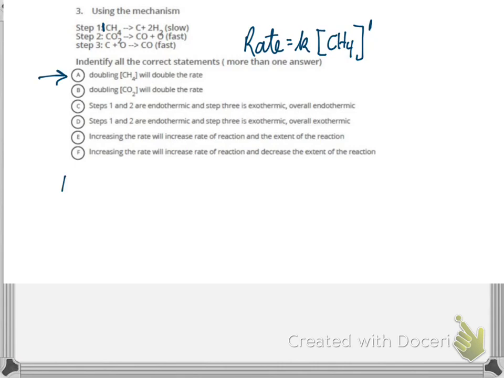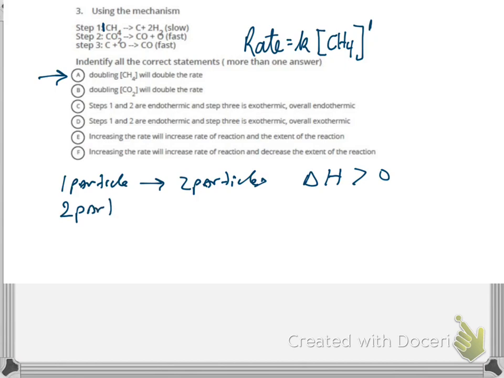Let's take a look. That means that A is correct because we would double the CH4, it's first order, and we would double the rate. To identify the endothermic and exothermic, we're going to take a pretty standard approach that we did during exam 1, which is that if one particle makes 2, we expect a bond to be broken and delta H should be greater than 0. 2 particles make 1 particle.